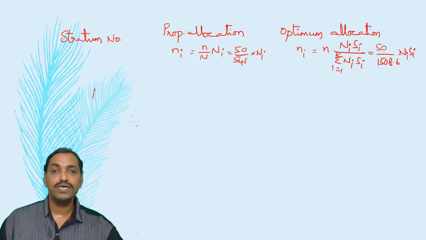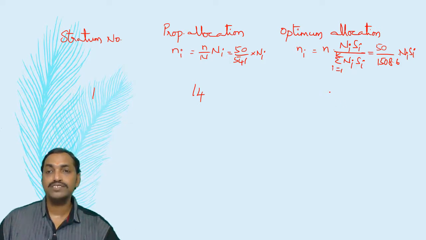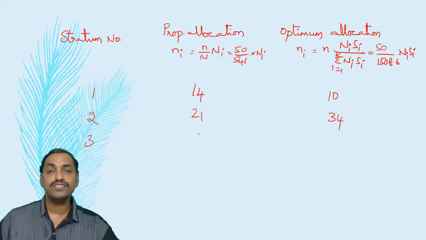So for stratum number 1, by using this formula, we will get 14 in proportional allocation, and in optimum allocation we will get 10. In the second stratum, in proportional allocation we will get 21, in optimum allocation we will get 34. For the third stratum, in proportional allocation we will get 11, and in optimum allocation we will get 5. In the fourth stratum, for proportional allocation we will get 4, and for optimum allocation we will get only 1.